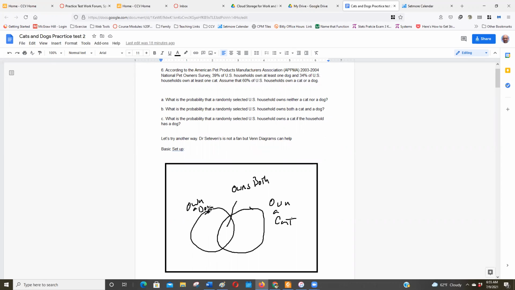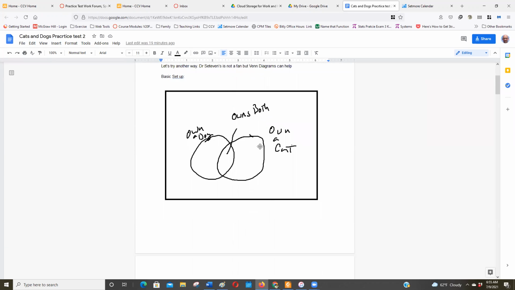So what you do with the Venn diagram is you make a couple overlapping circles. Well, they overlap, and in this case they certainly do, because we've got some people that own dogs and people that own cats, and we're thinking there must be some people that own both, right? And then they're telling us that 60% of U.S. households own a cat or a dog, and "or" is important.